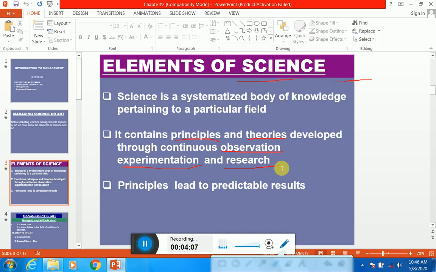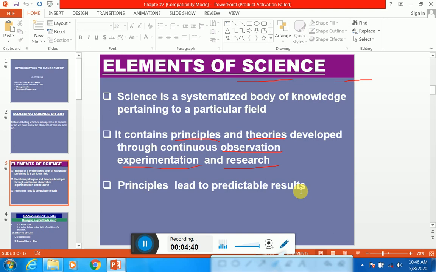In science we have some rules and some theories. If there is a theory, we have some facts, we have some logic, and this logic is simply known as the systematized body of knowledge. Then these principles lead to predictable results. For example, we get an output from the principles, and through these principles we can definitely predict the future results as well.